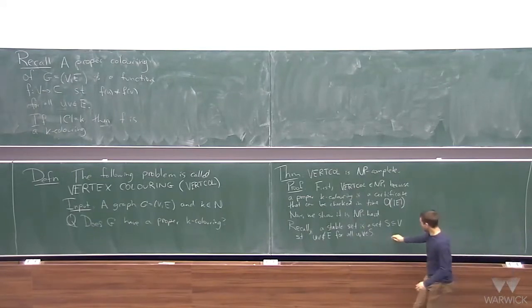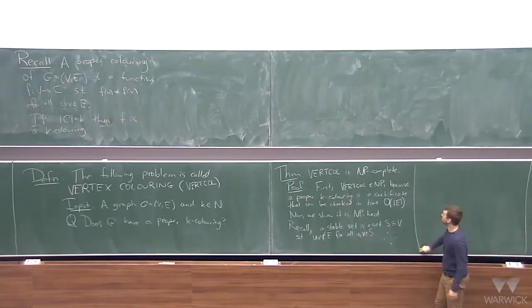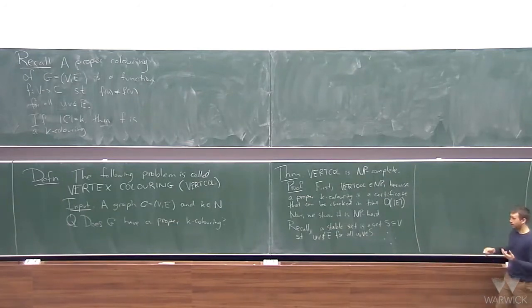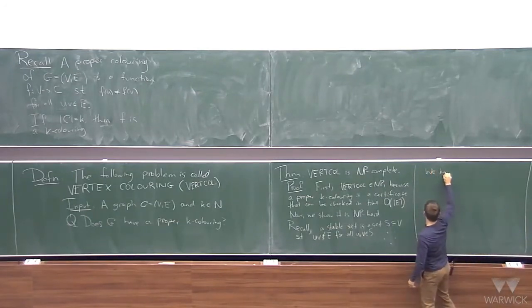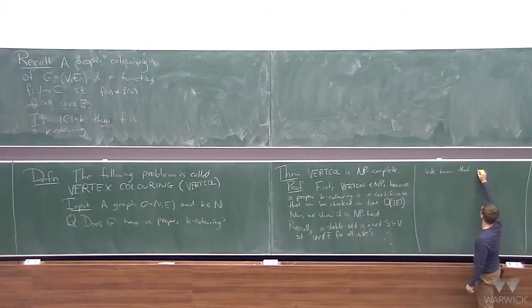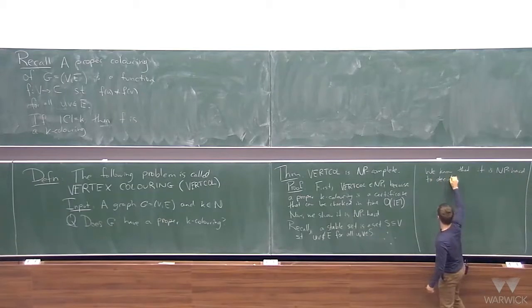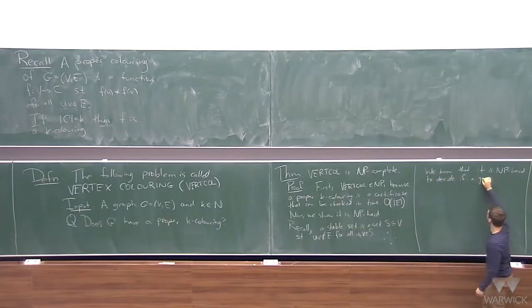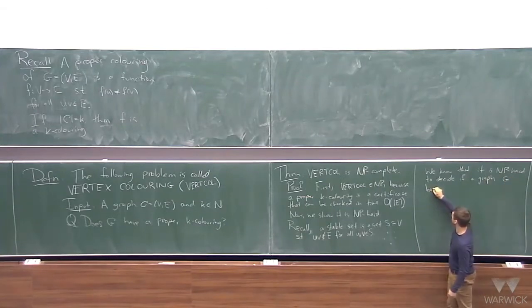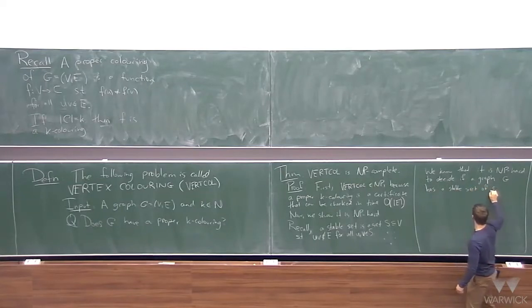So a stable set is a set of vertices with no edges inside of them. Okay, and we already proved last week that it is NP-hard to decide if a graph G has a stable set of size M, right? You have to be careful here that M and G are both part of the input of the problem.